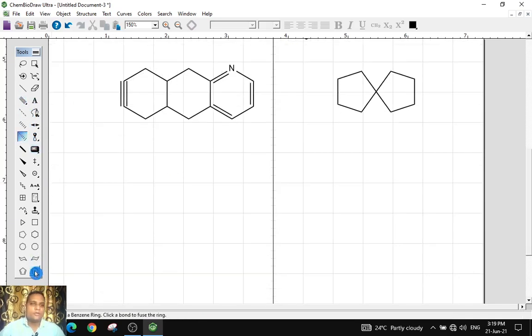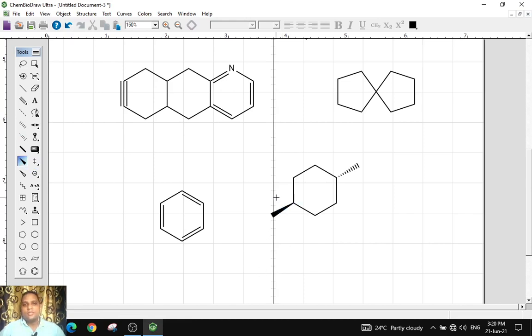Not only with this one, you can also show the stereochemistry. Suppose you have a compound whose stereochemistry is very specific. Suppose cyclohexane is there, and you want to show the methyl group is on the back side, and the opposite one is on the front side. So you can also show it like this. If you don't know the stereochemistry, you can still utilize it like this.